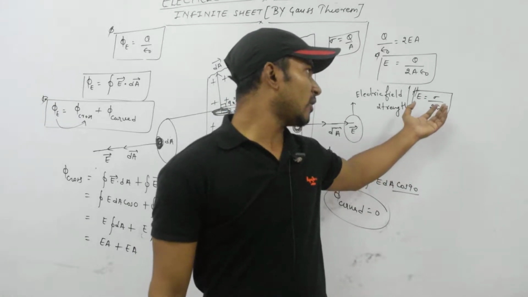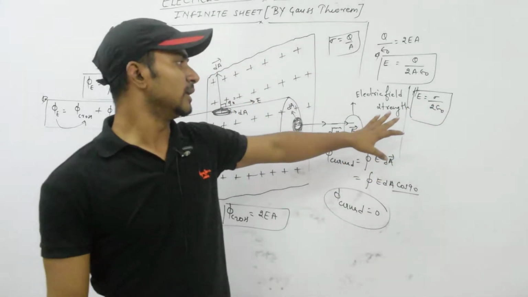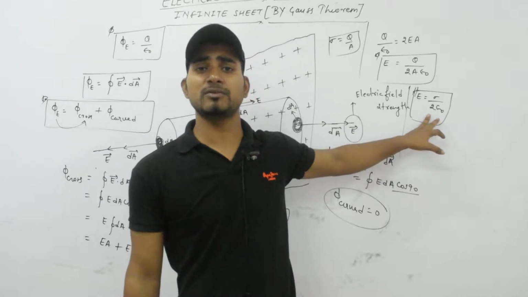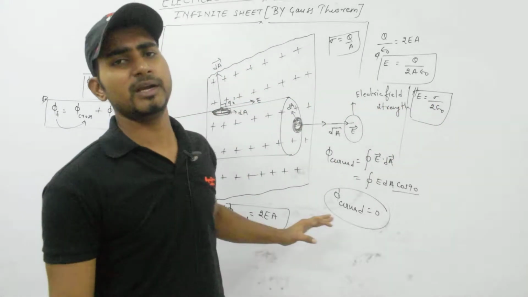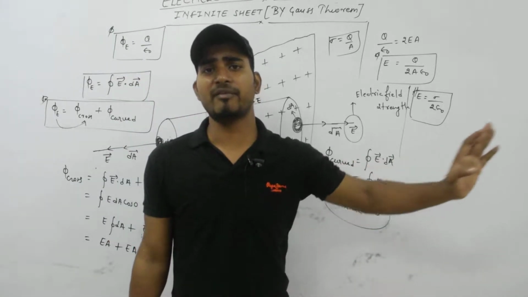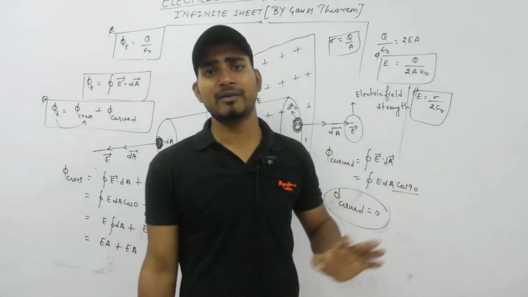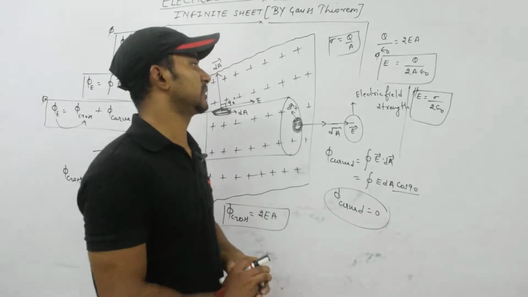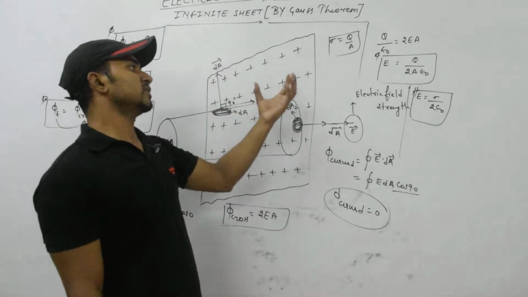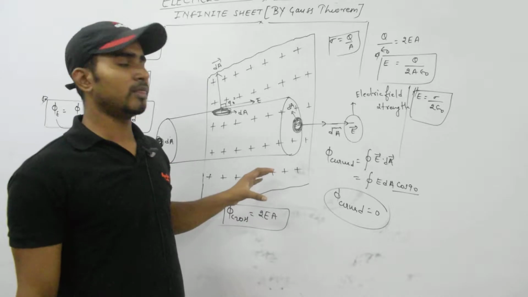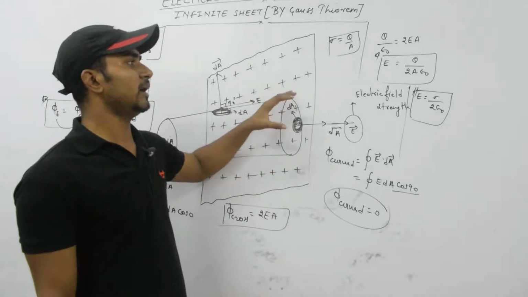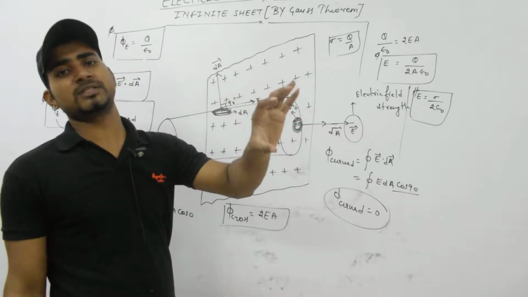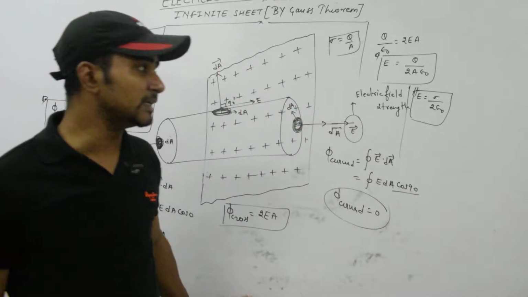Now from our observation it is very clear that the distance term is not coming. It means the electric field intensity due to a plane sheet will be constant everywhere in space, and it will not depend on the distance. The reason behind it is that everywhere the charge is distributed in the same amount, so it will remain constant everywhere throughout the space.